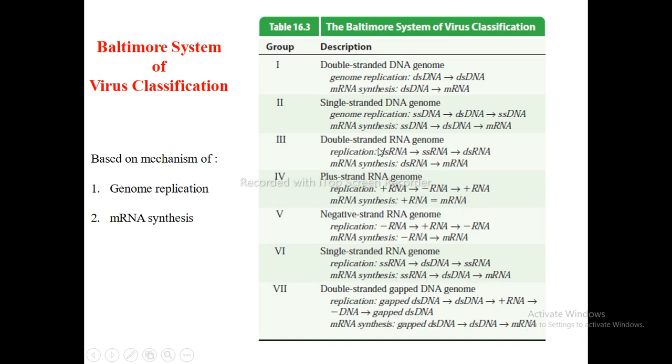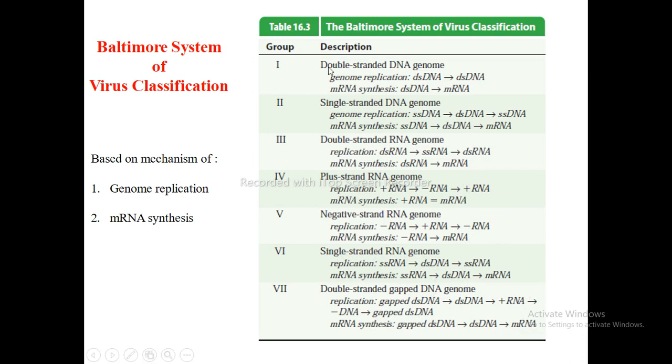Now here in group 3, a double-stranded RNA genome is there. And you will say that a plus strand RNA genome is actually a single-stranded RNA genome, and a negative strand RNA genome is also a single-stranded RNA genome. Then why is a separate group made for single-stranded RNA genome? Right. So we'll shortly see how their mechanisms differ.